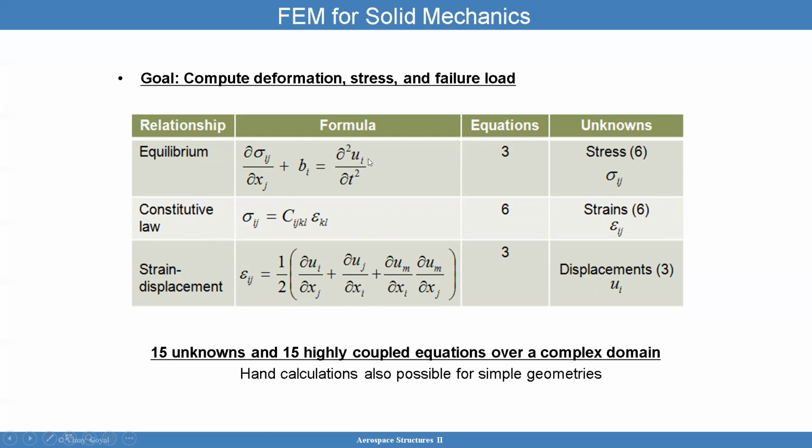So how many equations do I have? Here I have 3. Here I have 6. Here I have 6. I have a total of 15. And how many unknowns do I have? I have 15. And so how do I solve 15 equations and 15 unknowns?